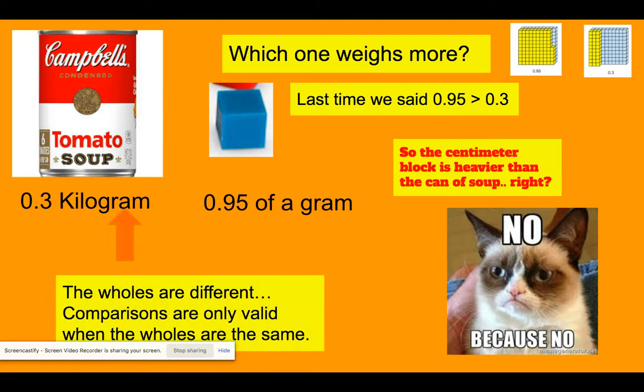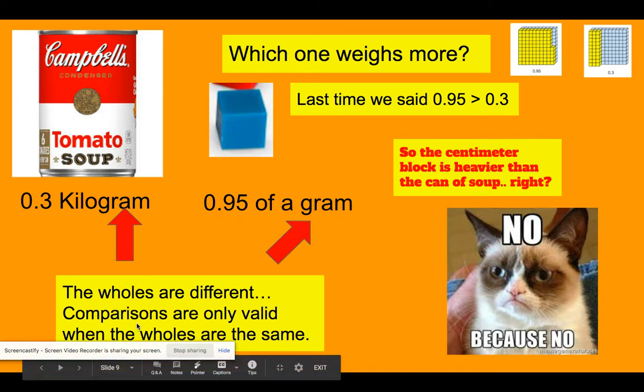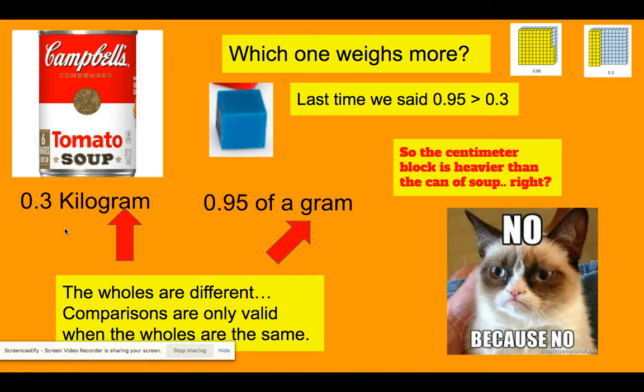because the wholes are different. Here, my friends, the soup can is weighed in a kilogram, and our centimeter cube is weighed in grams. So the comparisons are only valid when the wholes are the same. So you have to pay attention to what your whole is. Okay, so you can't just, again, compare the fractions. You got to think about what the whole is, because it's like comparing apples and oranges. They're not the same unit of measurement.